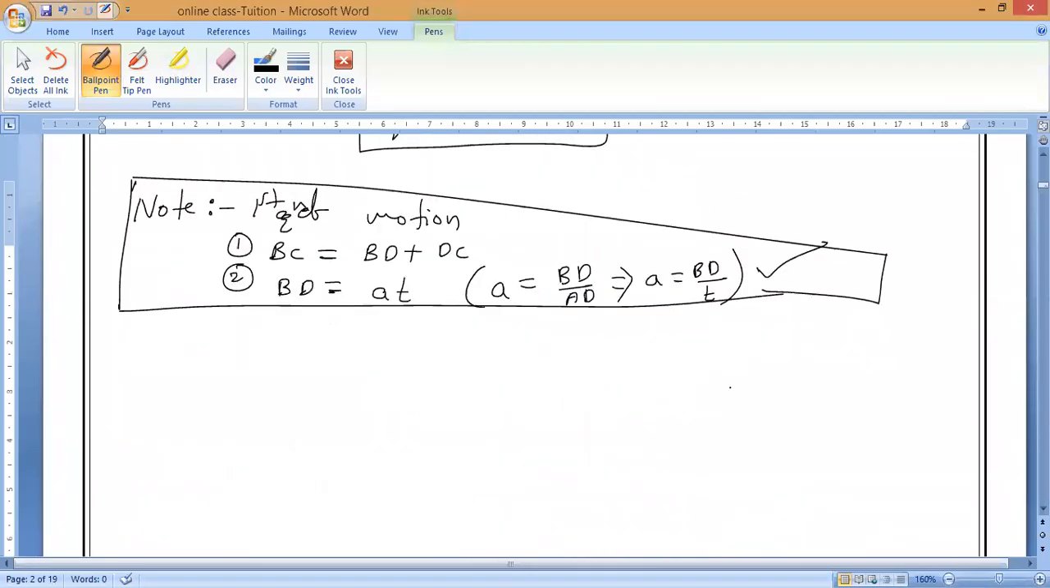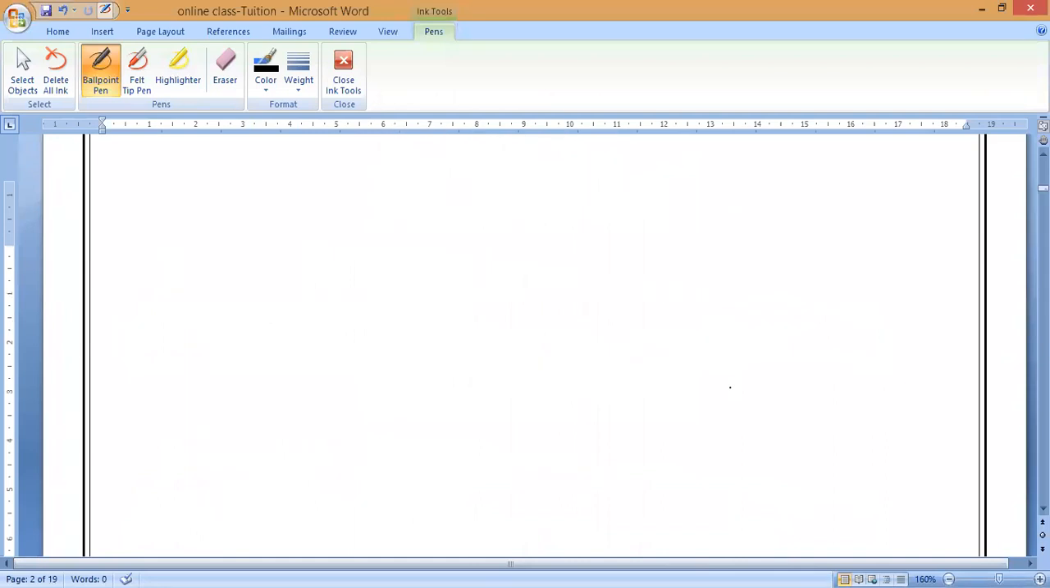Now, this is the first equation of motion. Now, what is our second equation of motion? Let us go with the second equation of motion. Second, S is equal to ut plus half at square.